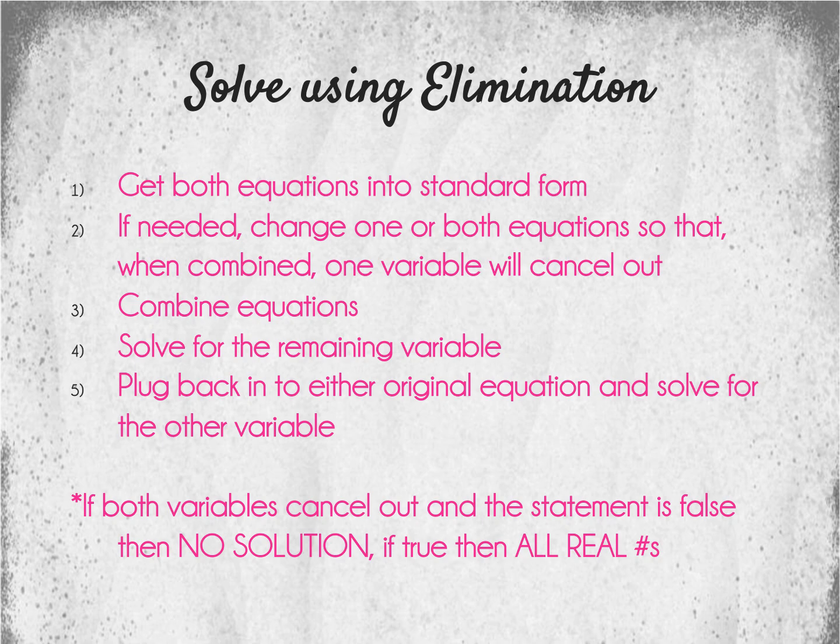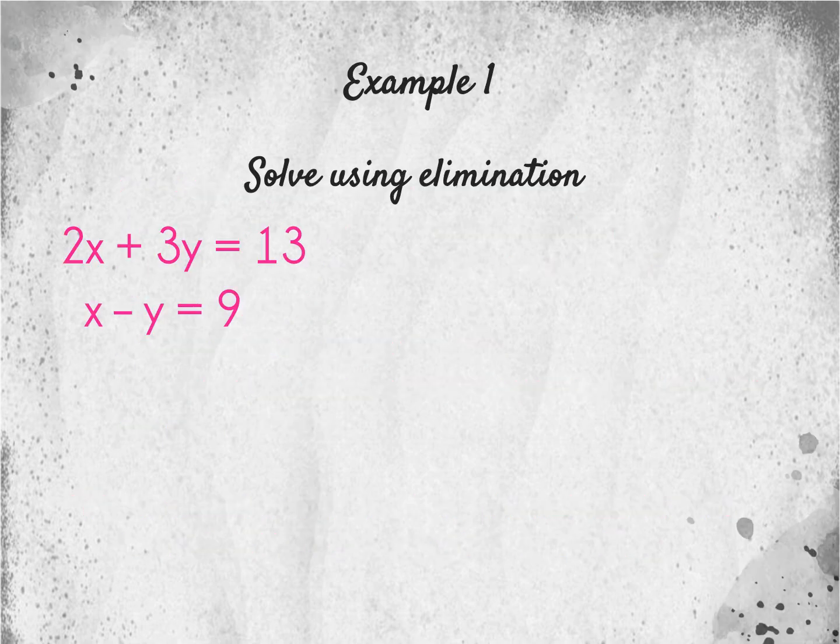Same thing as before. If both variables cancel out and the statement is false, it is no solution. If true, then all real numbers, or infinitely many, however it's written on the test. Just follow what the instructions say. But that's the same as substitution, so that one should be pretty easy. So looking at this one, it says solve using elimination.